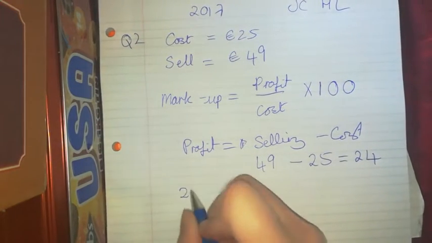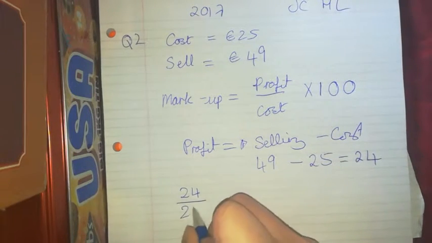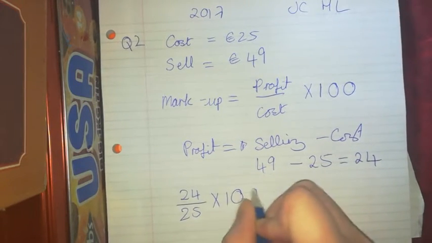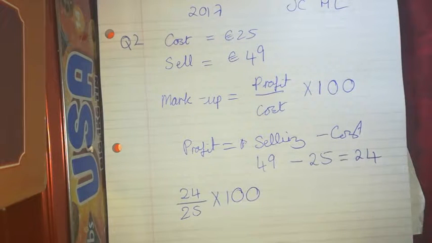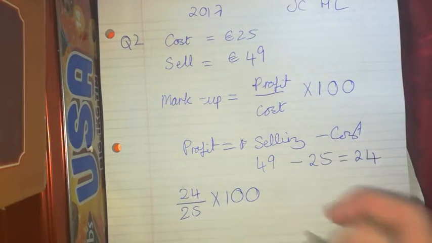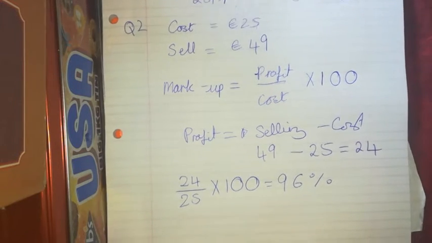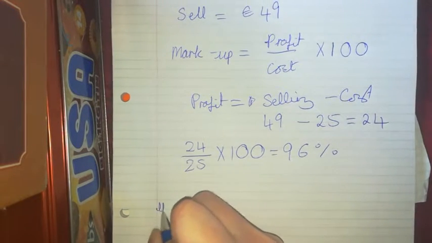So the profit is 24, and the cost is 25. We put profit, which is 24, over the cost, which is 25, and then multiply that by 100 to get our markup: 24 over 25 by 100. And then I get 96 percent as the markup. And then find the margin for the t-shirt.